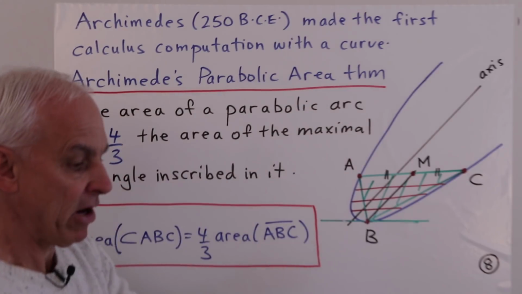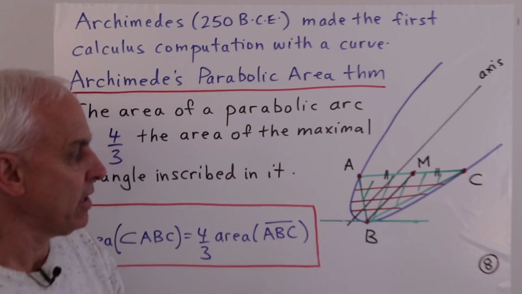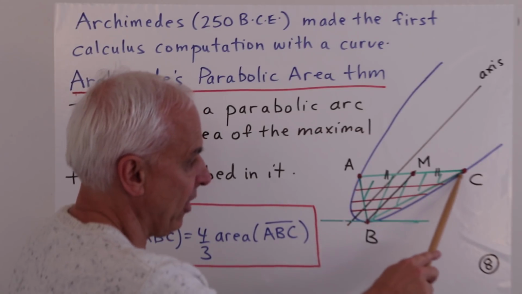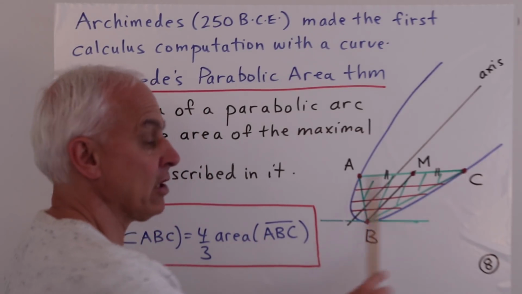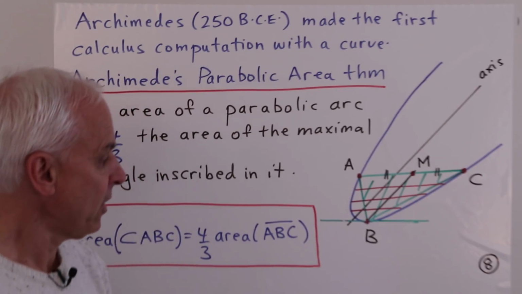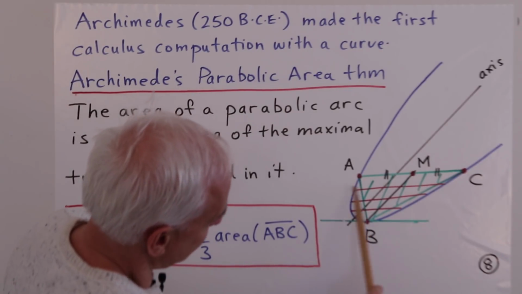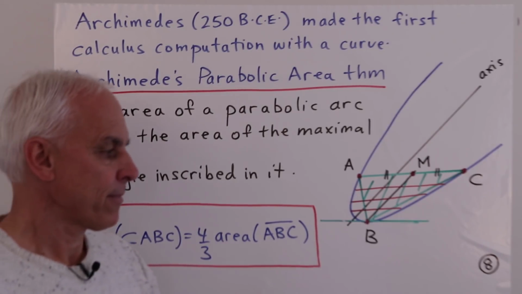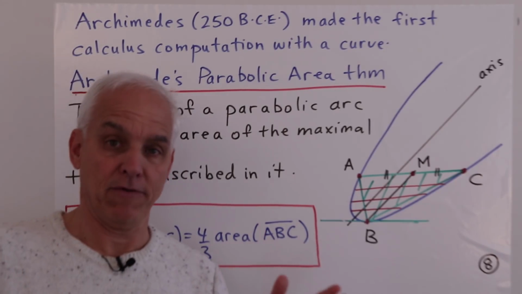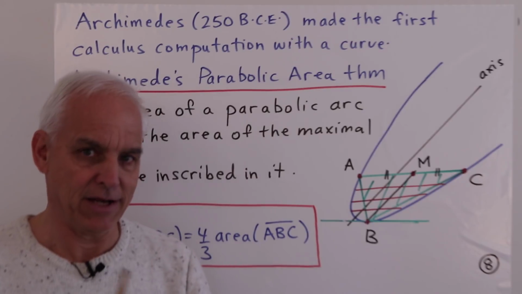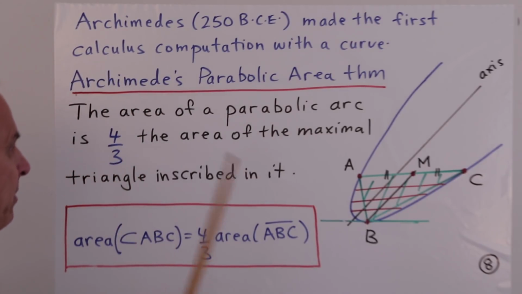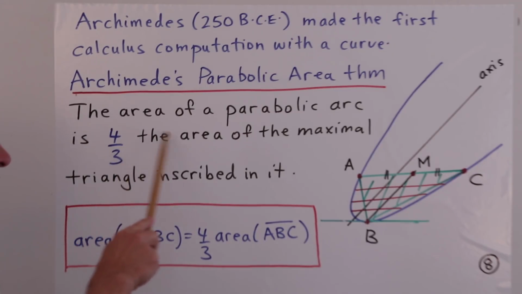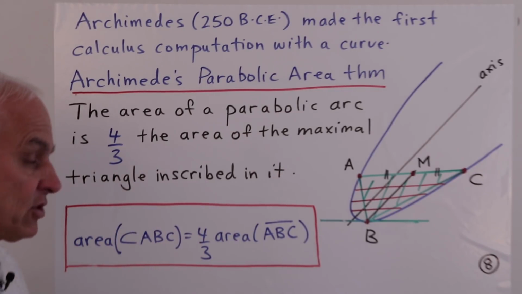And so the parabolic arc that we're talking about is this region that's determined by this parabola itself between A and C and the straight line joining A and C. So in this picture here, it's sort of denoted by the red lines. So Archimedes was interested in the area of this thing. So let's suppose that we have an idea of what the area means. His statement is that the area of a parabolic arc is 4/3 the area of the maximal triangle inscribed in it.